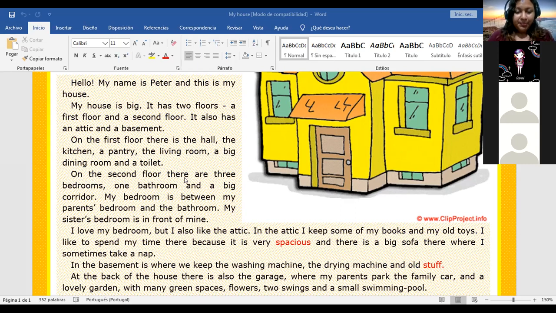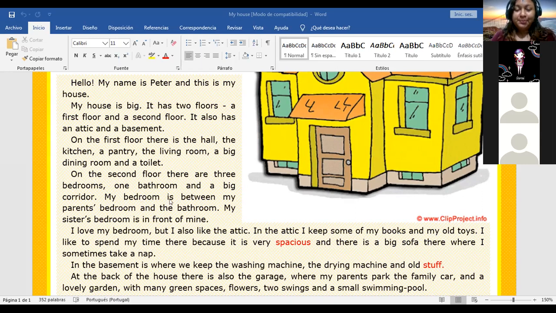The next one says, on the second floor. There are, well, look, Pluto. There are three bedrooms. One bathroom. And a big corridor. All right. Corridor. One more time. Corridor. Okay.